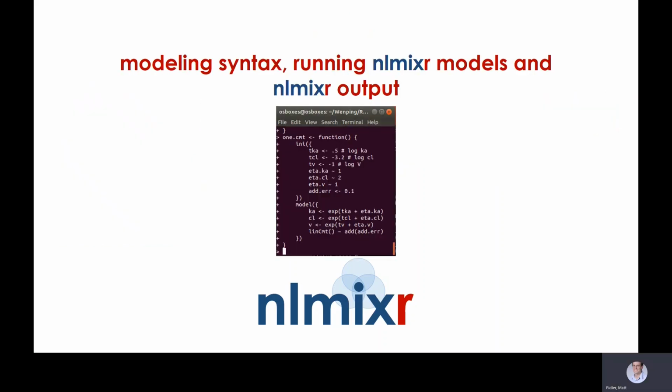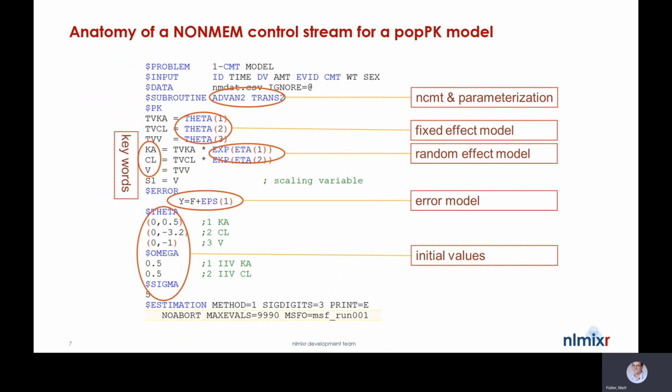So the first part we're going to drill into is the syntax that you need to write nlmixr models in, how you run them, and what the output looks like. In general, most people are familiar with NONMEM, and you may have heard of NONMEM. But NONMEM and nlmixr share a few things in common. They both have parameterizations. They both have fixed effects parameters, initial estimates for those fixed effects parameters, and random effects, and an error model that you can describe.